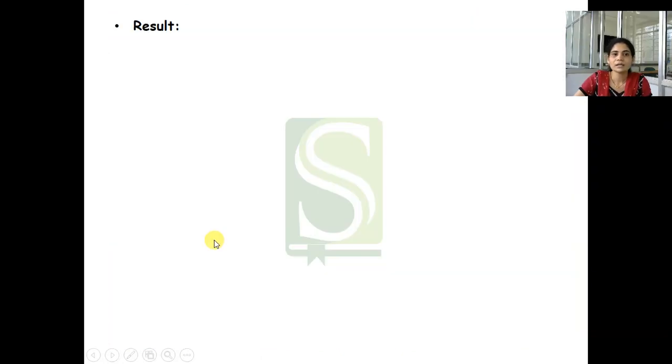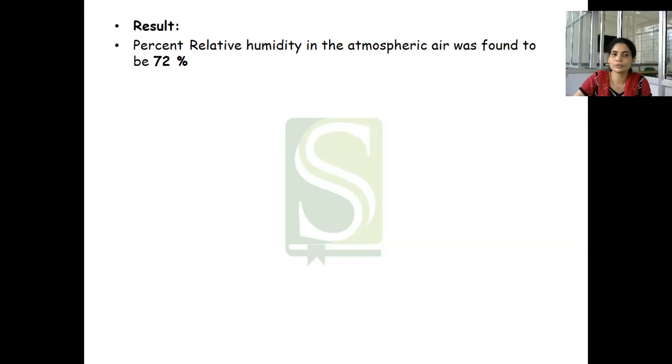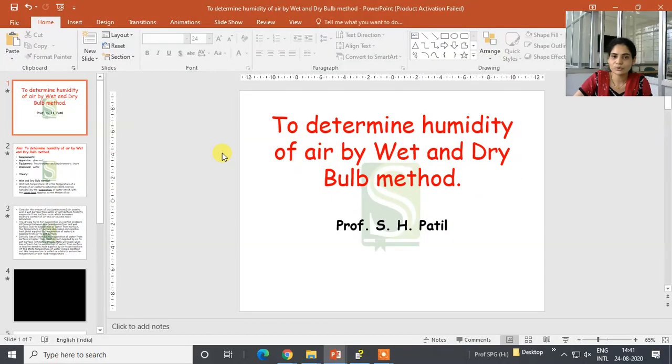This is a very simple experiment. From this you get the value, and so the result is that the percent relative humidity in atmospheric air was found to be 72%. This 72% we obtained from the psychrometric chart. In this way we have completed the experiment. Thank you.